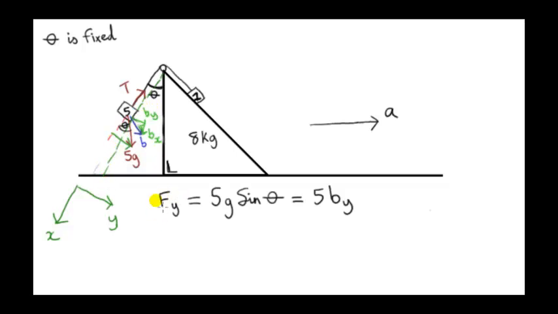Let's look at the resultant force on the particle in the y direction. So that's F sub y. T has no component in the y direction. Only the weight 5g has a component. So our angle in here is theta, the same as this angle. We don't know what theta is. We do know that it's fixed. But if we multiply 5g by sine theta, we get this component here shown in green. And by Newton's second law, that's the mass, which is 5, times the y component of the acceleration.